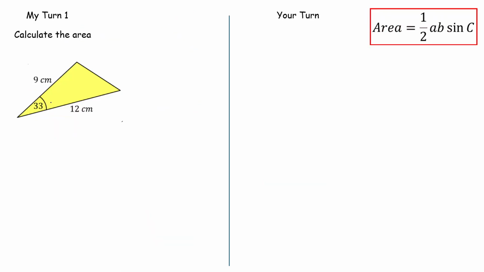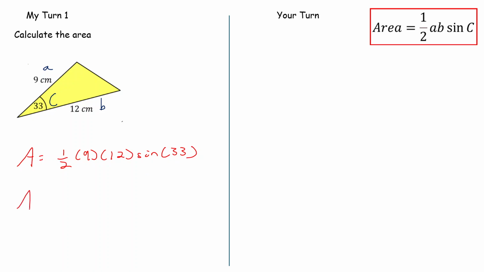I've got my angle here, which is going to be capital C, and I've got my two sides A and B in either order. And then I put it into my formula. So area, A, is equal to a half times A, which is 9, times B, which is 12, times sine of the angle C, which is 33. So step 1, label your triangle, and then you plug it into your formula.